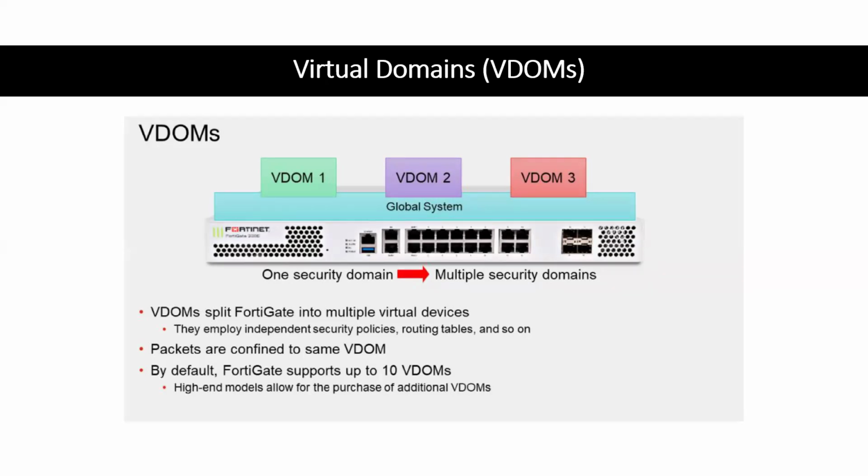But with VDOMs, similar to the purpose of VLANs at layer 2, there is a feature that now you can split up one device to be multiple devices virtually. Out of the box, FortiGate has one security domain. With VDOMs, you can operate multiple security domains, or multiple FortiGates, on one device.